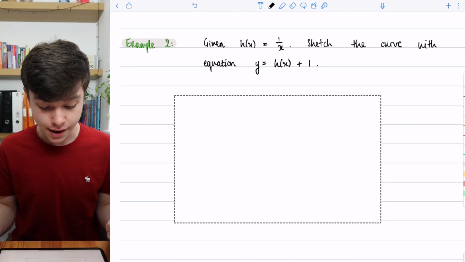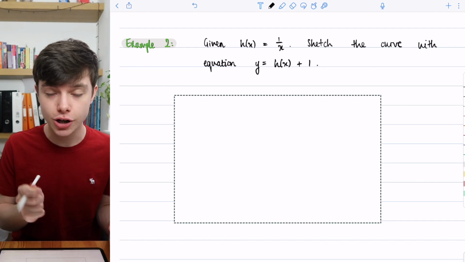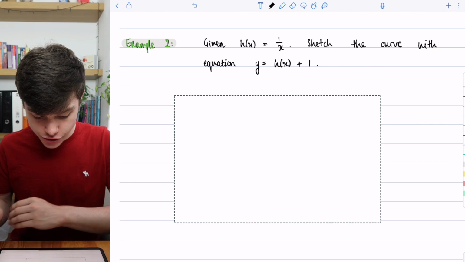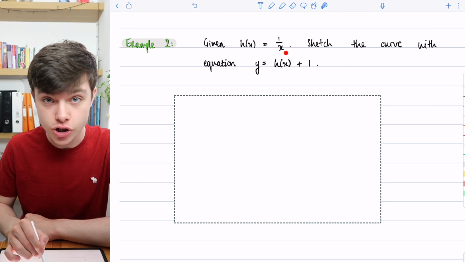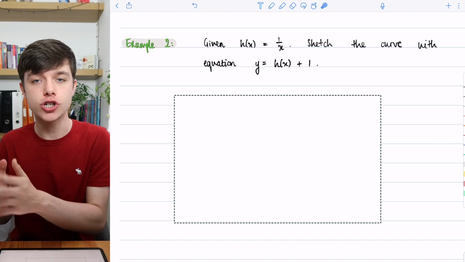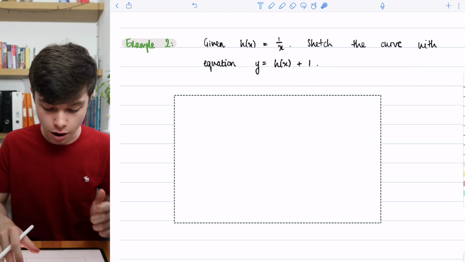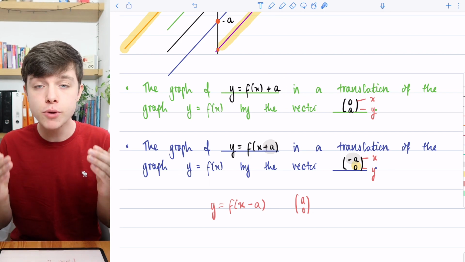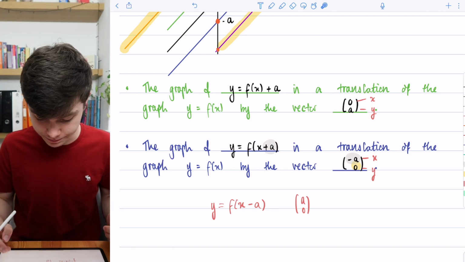Here we are looking at a function h of x, which is 1 over x, and we want to sketch the curve with the equation y is equal to h of x plus 1. Okay, so what we're doing is we're having a function, and we then want to sketch that function but plus 1 on the end. The plus 1, because we're just adding it to the function, moves the function in a vertical direction. And because it is a positive 1, remember right at the start of the video, because it's a positive value here, we just move it by that value. We move it by this vector.